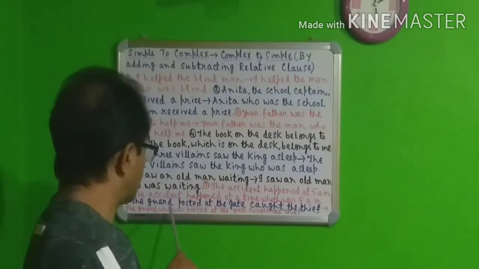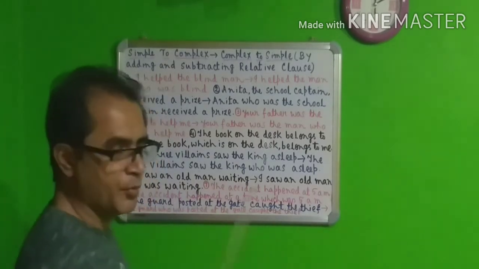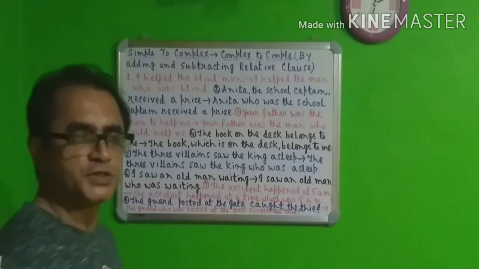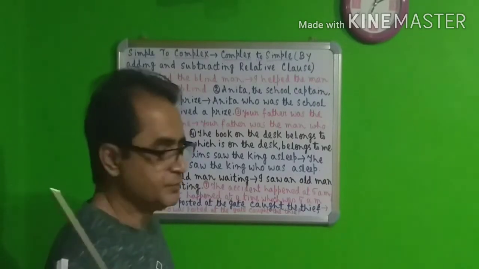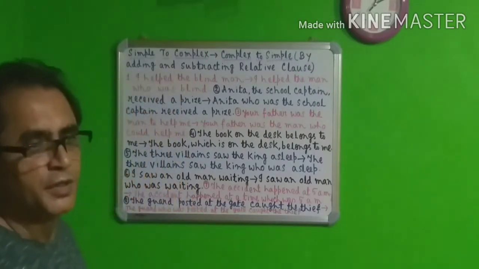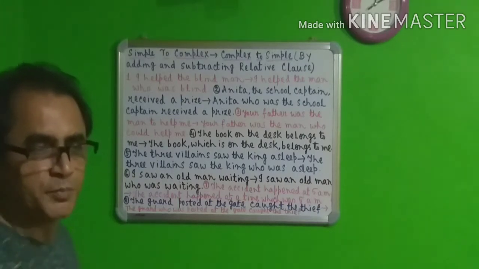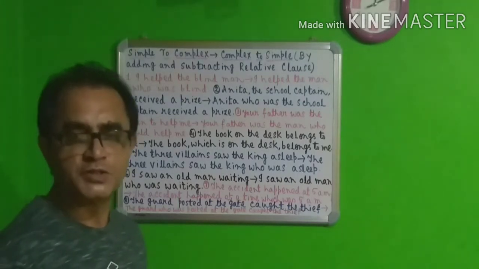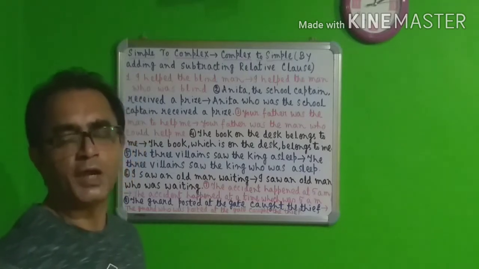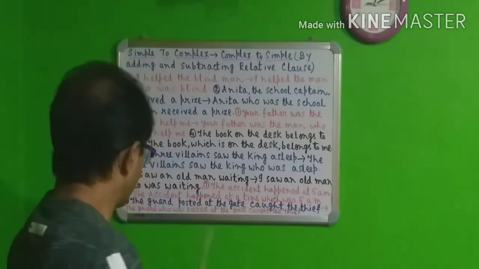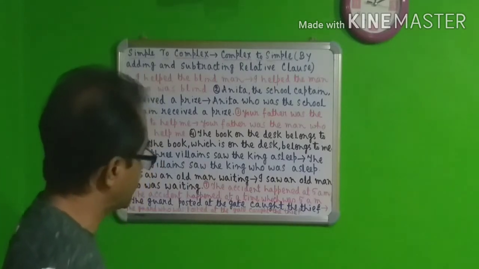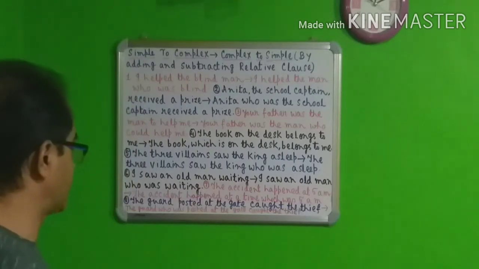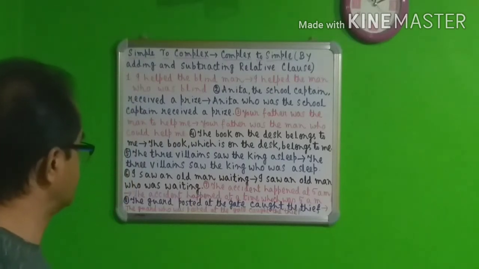What is the relative clause here? Who was posted at the gate. It is subordinate because it cannot express its meaning alone without the help of the main clause. It always depends on the main clause to express its meaning. Individually it cannot express its meaning. So who was posted at the gate is definitely a subordinate clause because it depends on the main clause.